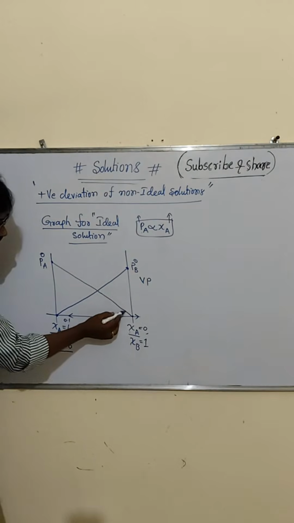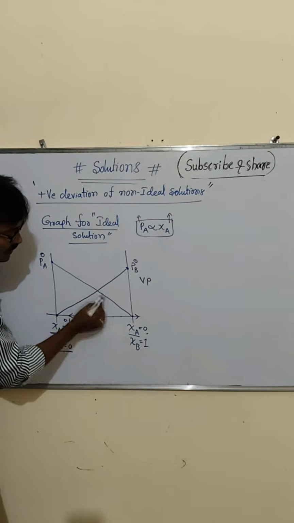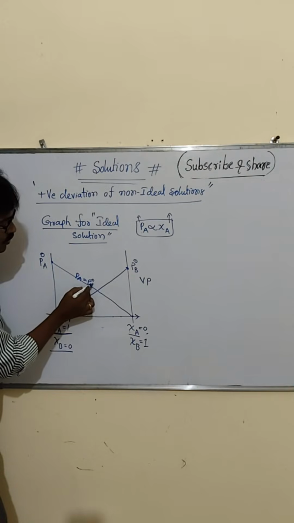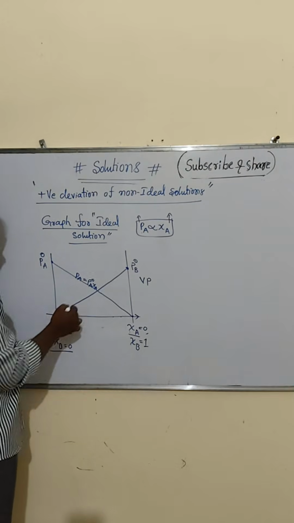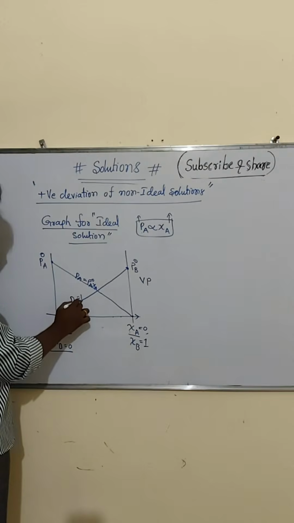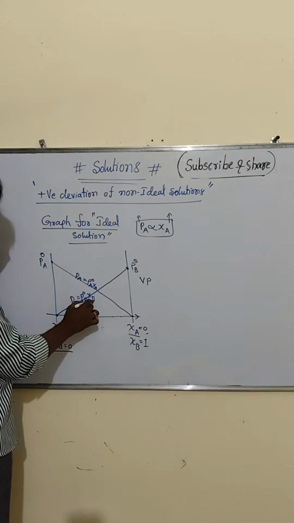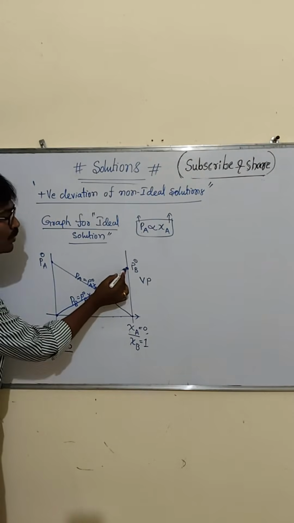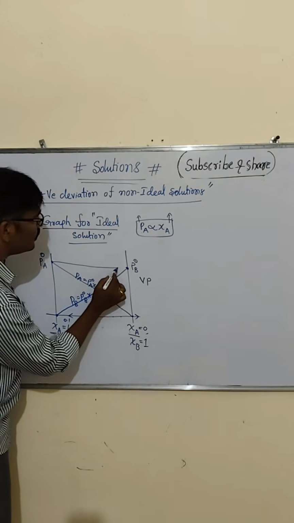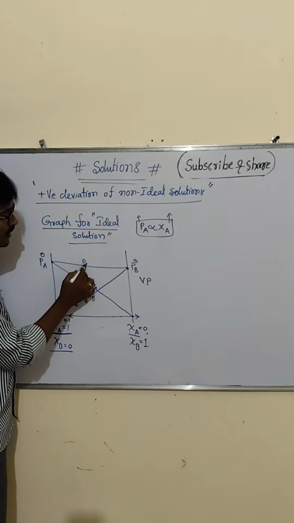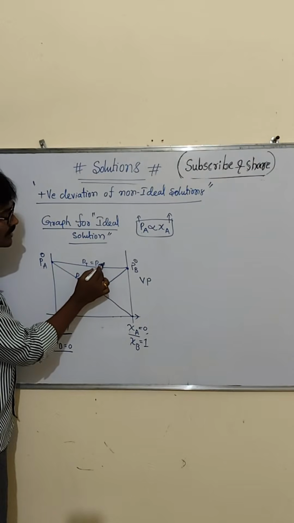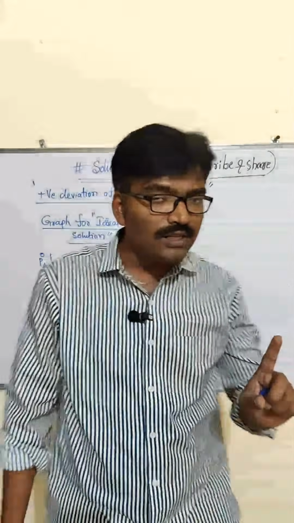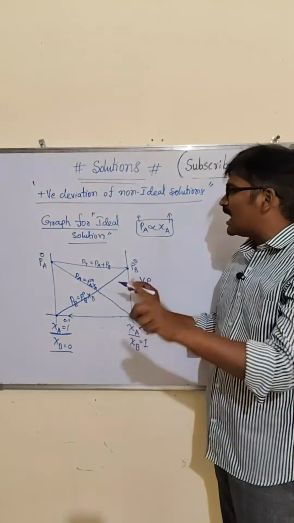So this straight line belongs to PA, that is equal to P naught A into mole fraction of A. This line, PB, is equal to P naught B into mole fraction of B. Look, my dear students, observe the graph carefully. When both are added, that belongs to the P total, which equals PA plus PB. This is for the ideal solution. Yes, clear, all of you? The graph we discussed is for the ideal solution.